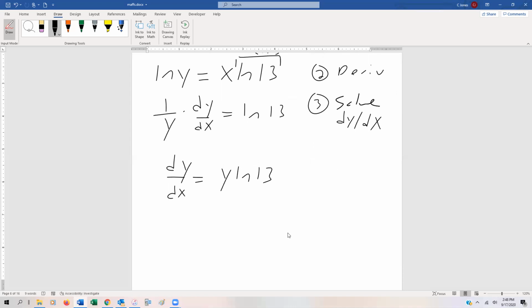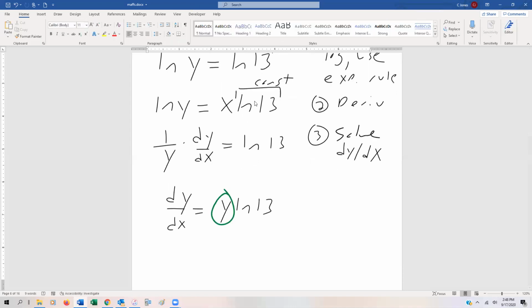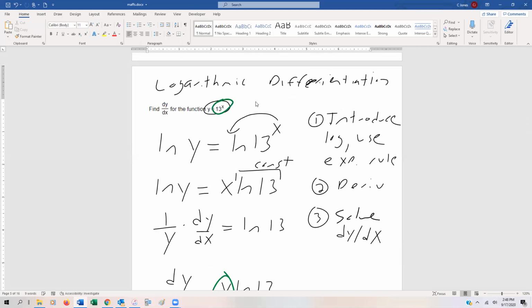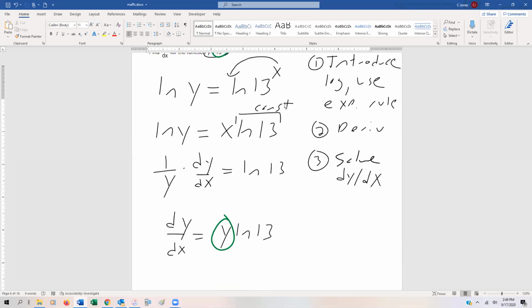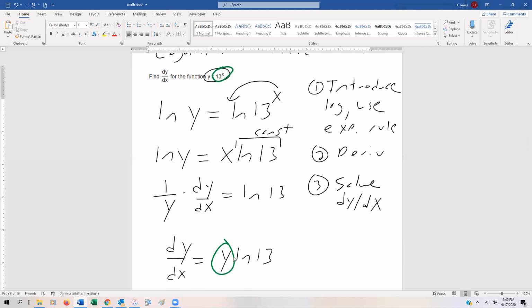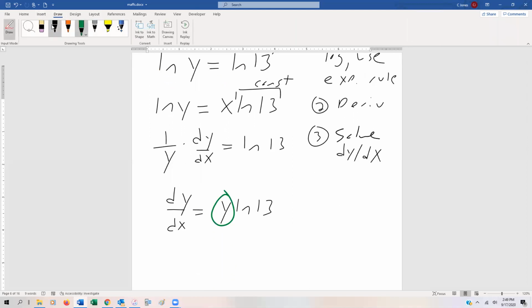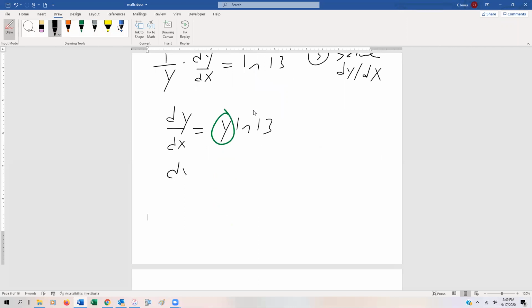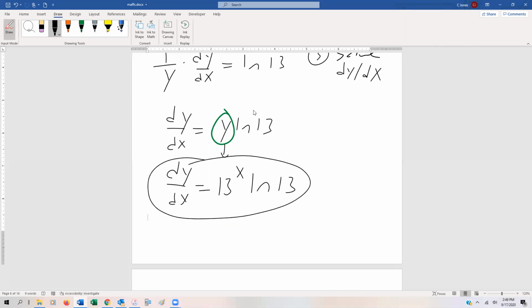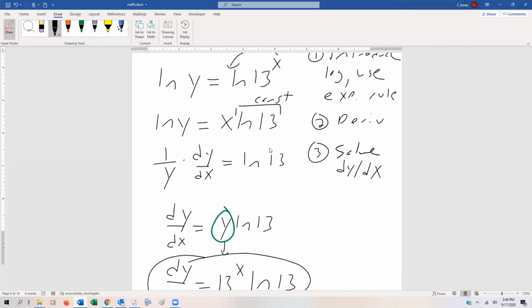And you might remember all the way back at the beginning of the problem, y was equal to 13 to the x. So we're going to substitute 13 to the x back into this answer to get the function completely in terms of x. Our final answer is dy/dx equals, instead of y, 13 to the x times the natural log of 13. So that's our technique for logarithmic differentiation.